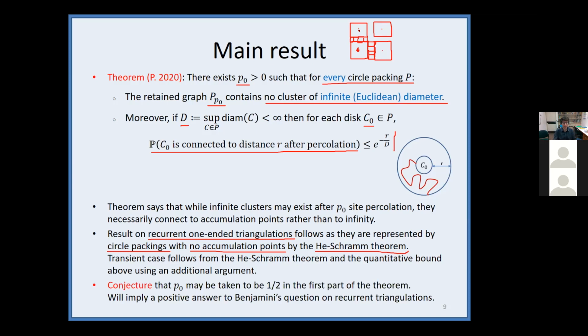Okay. Right, and lastly, before I go to the proof, let me just say that I conjecture that in fact, in this theorem, you don't have to take P naught so small. I conjecture that you may actually take it to be 1/2 in this non-quantitative part. I don't know how to prove it. If that was the case, it would give a positive answer to Binyamini Schramm's question on recurrent triangulations. That is not just at P naught, but actually at 1/2, like Binyamini Schramm asked. Okay, so let me now go to the proof.